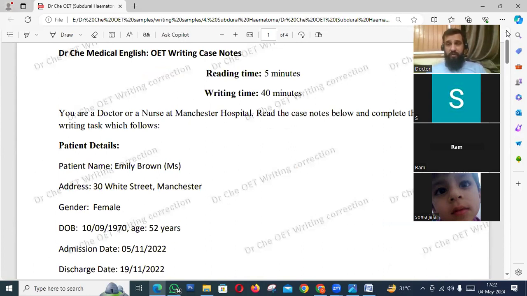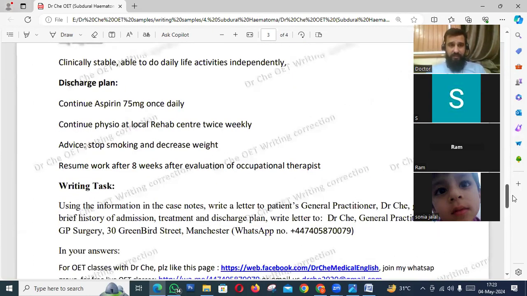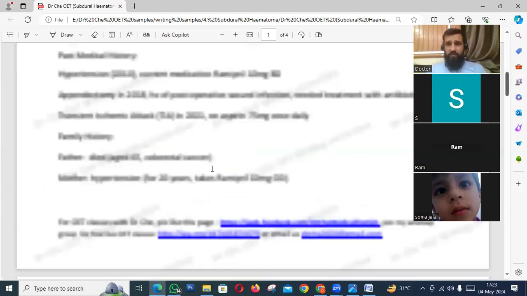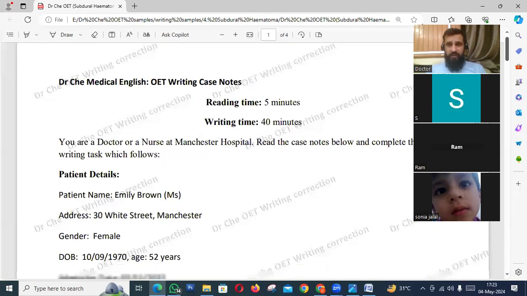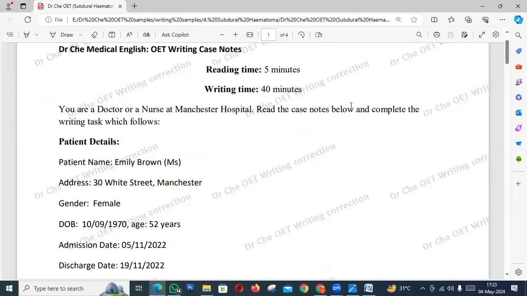One more thing, mostly in the writing task, they sometimes give the evaluation or the diagnosis here, okay? But it's sometimes, not always. Now I will start reading from here, but I will read quickly, okay? So the doctor's case notes below, you don't need to waste time on these things.